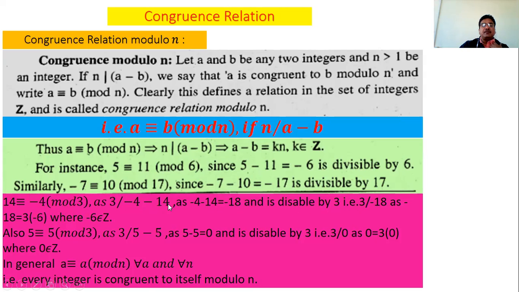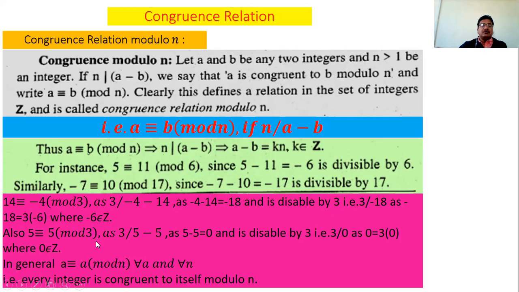Don't write minus 4 minus 14. Write 14 minus minus 4. So 3 divides 14 minus minus 4, that is, 3 divides plus 18. Why does 3 divide plus 18? Because 18 can be expressed in the form 3 times 6, and 6 is an integer.